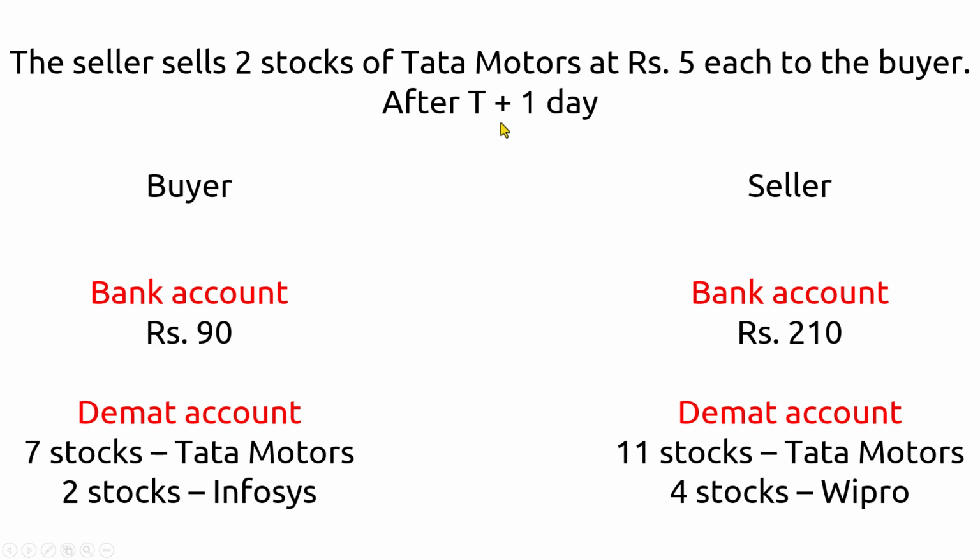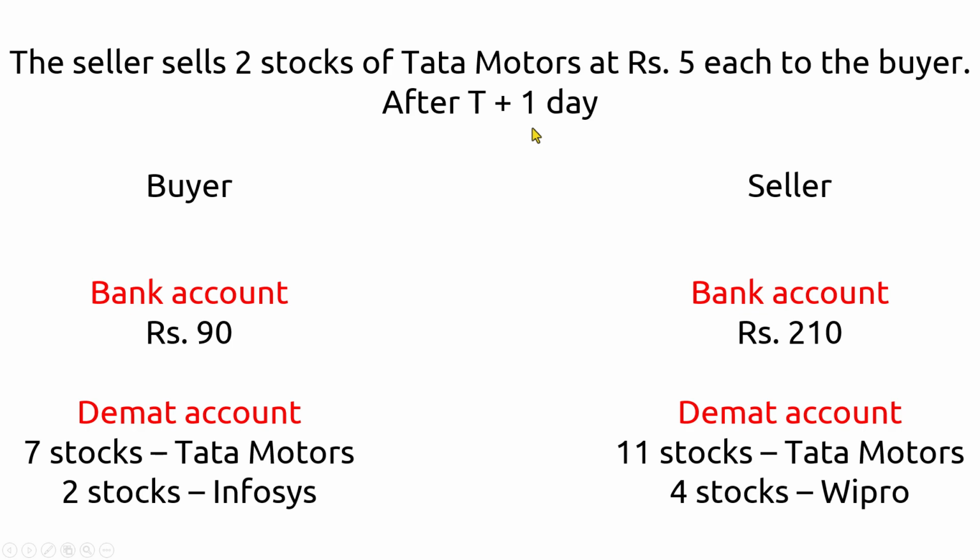For example, let us say that you made this transaction on Monday. Okay? Monday would be the trading day, T. Plus 1 would be Tuesday. So on Tuesday, this would be reflected in your Demat account. On Monday, it would be pending, and only after 1 day it would be reflected. It needs 1 day to clear the transaction.